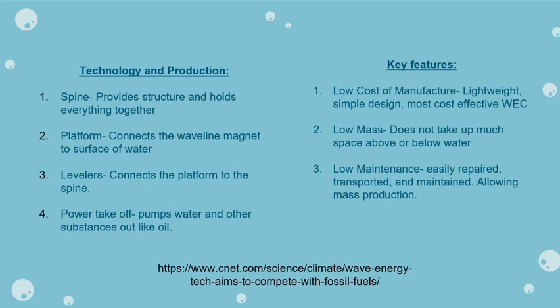The technology and production. There are 4 parts that you can see that are used to produce this: the spine, the platform, and the levelers. Also the power takeoff. So this is what puts this together and converts it into electricity. It's also low cost of manufacture, low mass, and low maintenance. It can be easily repaired, therefore it doesn't take much effort or a lot of time, so this allows mass production once these are on the market.